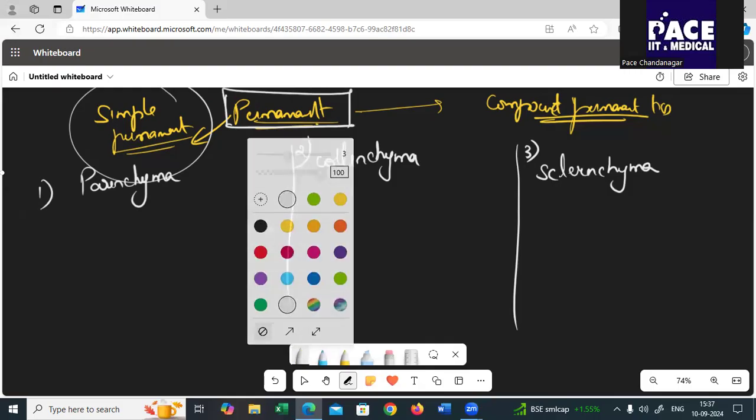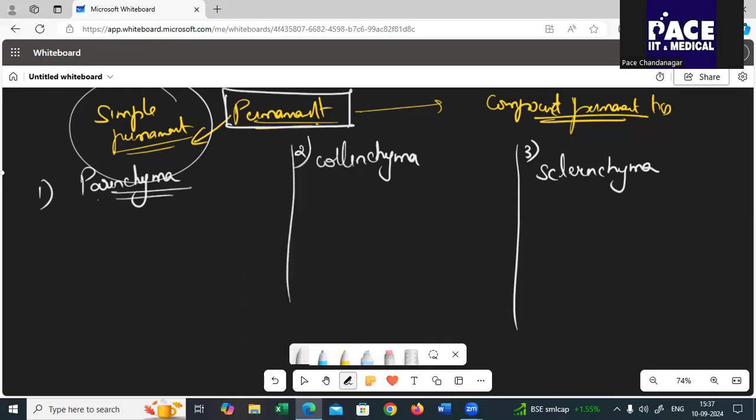Simple permanent tissues, which are parenchyma, collenchyma and sclerenchyma, are all made of a single type of cells. That's the reason they are called simple permanent tissues. This entire tissue is made up of the same kind of cells. What is a tissue? Tissue is nothing but a combination of cells, right? All these similar kinds of cells together make up a tissue, which is called a simple tissue, or single type of tissue, simple permanent tissues.